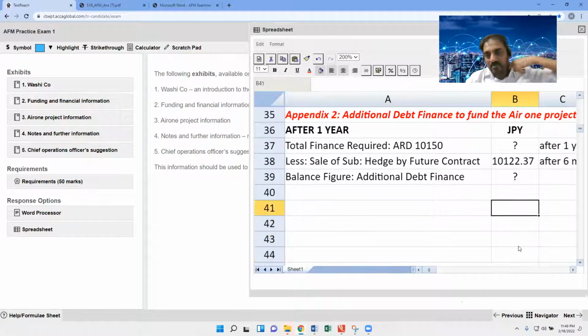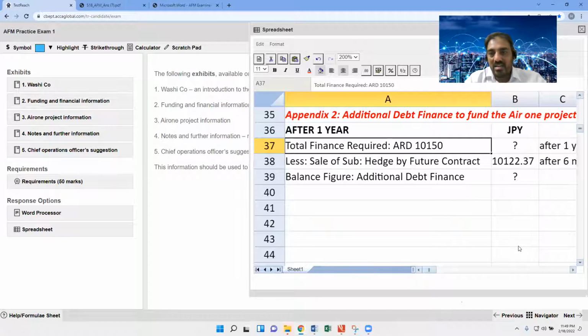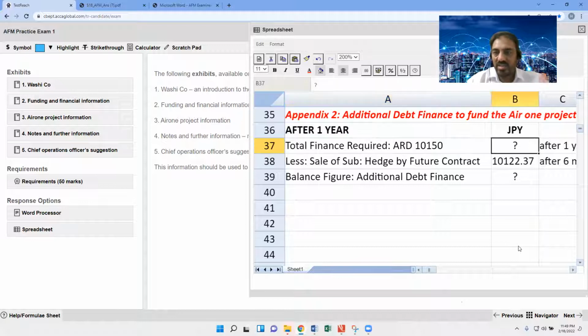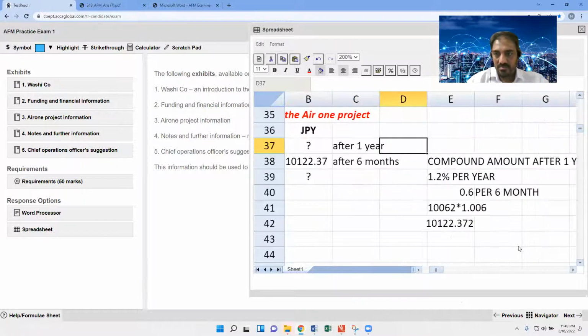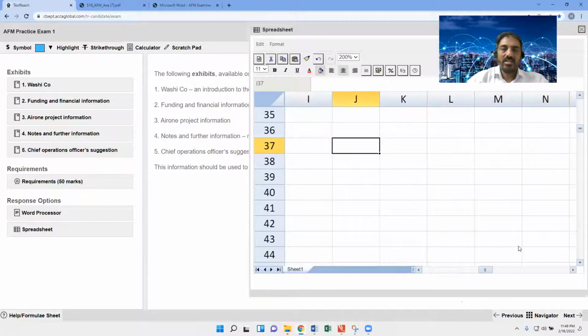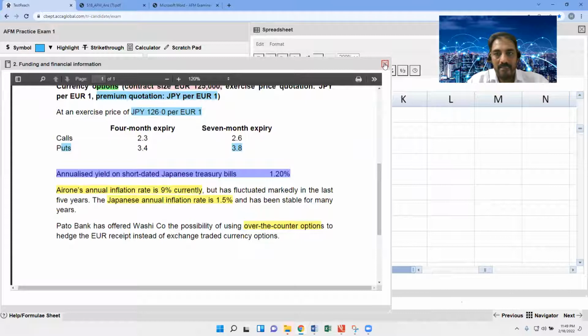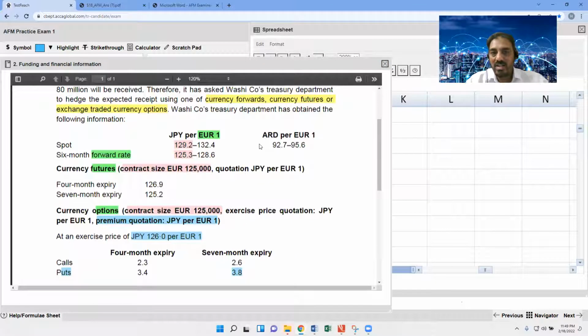But the point is that we have ARD 10,150. We need to convert it to JPY. Now for this matter, there is a concept called cross rates. Sir, what does that mean? Why are we discussing this point? Actually, the issue is that in this question, we have to convert ARD into Japanese yen, but there is no exchange rate.